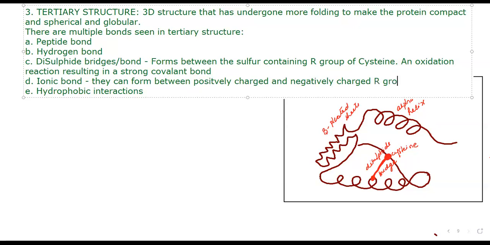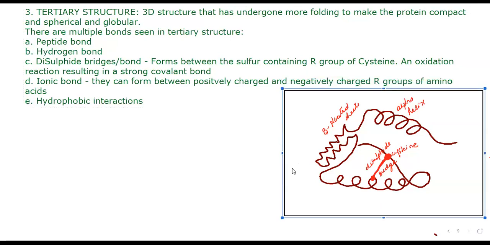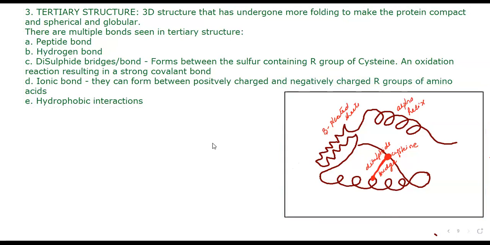Sorry, I will be very specific. R groups of amino acids. When you take a look at the structure, you're going to see that some amino acids have an R group with a negative charge, or an R group with a positive charge. This is really important because the positive and negative charged R groups will be able to develop a bond with each other.